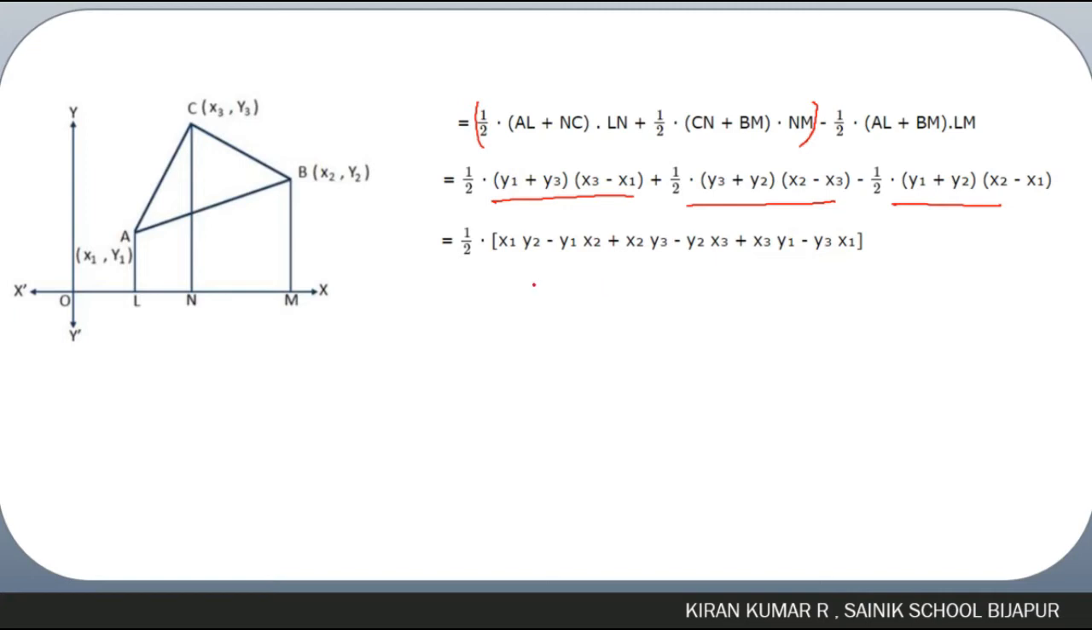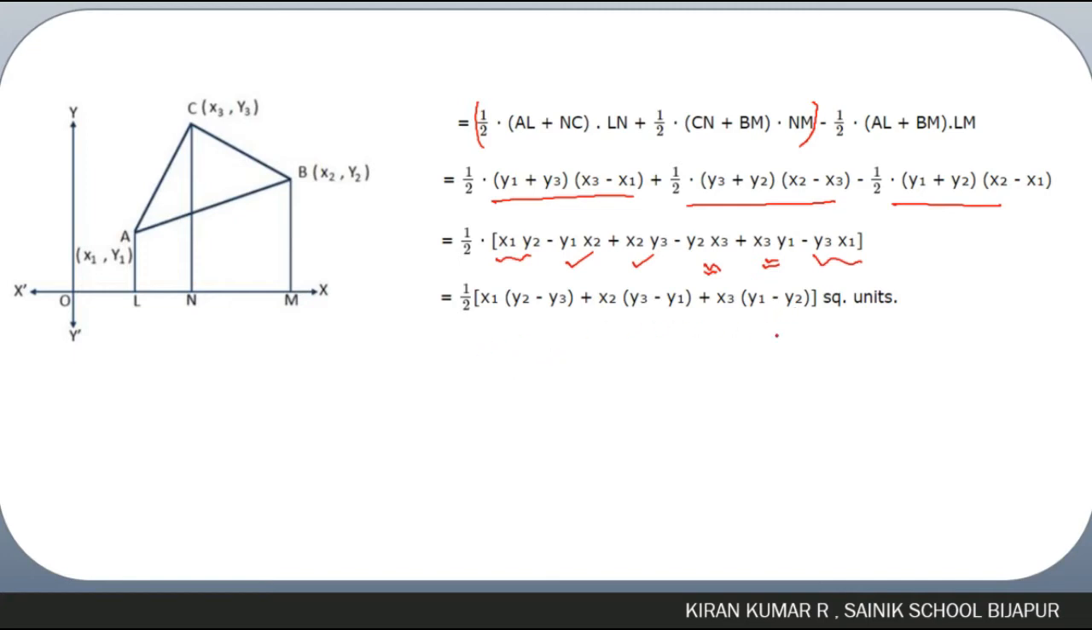In the next step, I'm going to combine the like terms, x1 together, x2 together and x3 together, so that I can take them common. If x1 is taken common, I'll be getting y2 minus y3. With x2 taken common, I'll be getting y3 minus y1. Next, with x3 taken common, y1 minus y2.